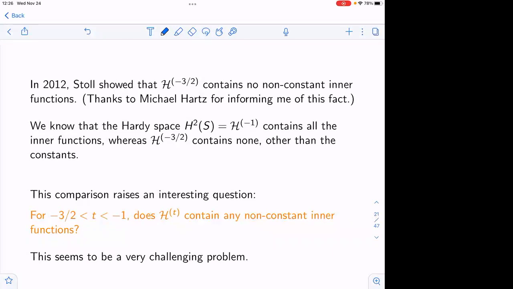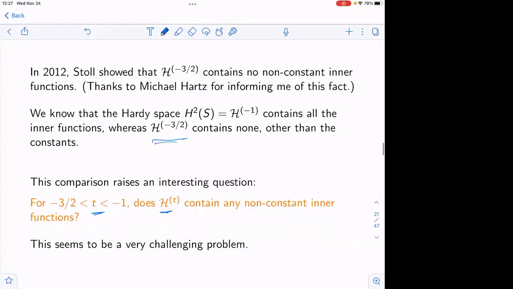Now, if you look at the Hardy space, which is H minus 1, that contains all the inner functions. But the space H minus 3/2 contains none of the non-constant inner functions. So the question is, if you look at this parameter t somewhere between minus 3/2 and minus 1, does the space contain any non-constant inner functions? That's actually a very interesting question, but it appears to be a very challenging problem too. So I just want to mention this.